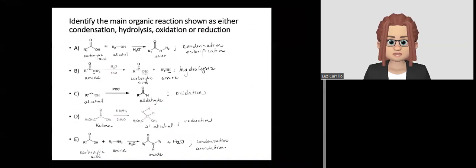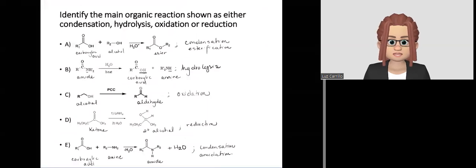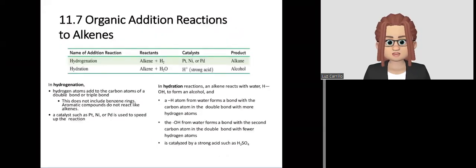So remember, for the organic reactions that you are responsible for in terms of condensation, hydrolysis, oxidation, and reduction, the main key is that you know how to identify the functional groups. Make sure that you practice. The last topic that we're going to talk about when it comes to this chapter, it's not chapter 11, it's chapter 5.